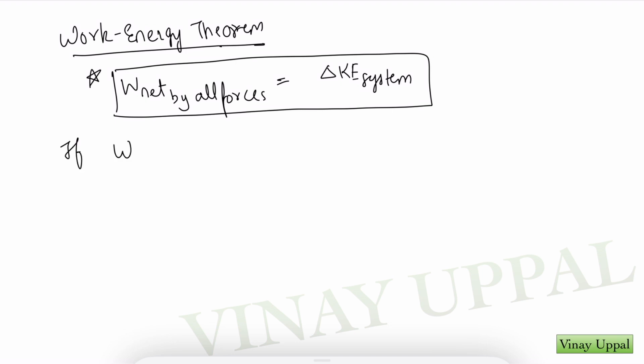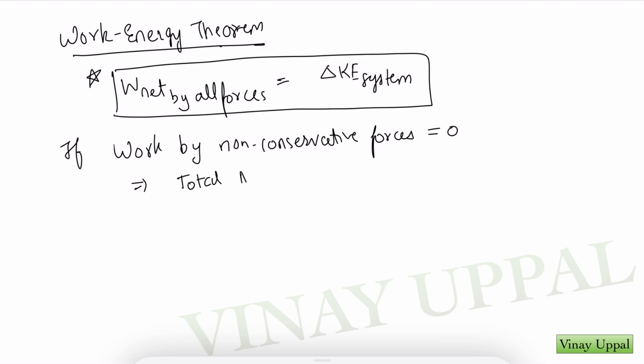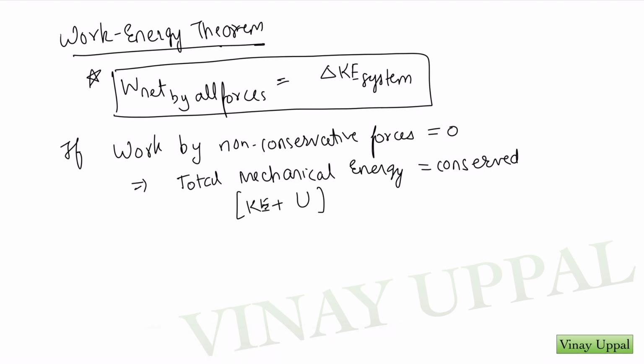Now, if the work done by the non-conservative forces is 0, then that means the total mechanical energy will be conserved. That is nothing but the conservation of mechanical energy. The total mechanical energy is the kinetic energy of the system plus the potential energy. So this is the basis of pretty much every problem that you will have to solve in this chapter. You will have to use either the work energy theorem or energy conservation. So let's take a look at a couple of questions.